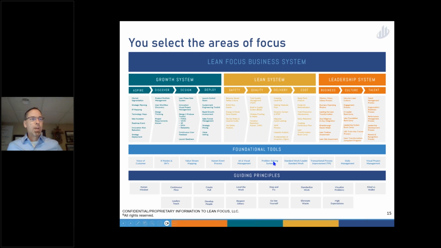When we get into operations, we might select some of these other elements within the Lean system. You look at TPM, look at Kanban, material flow, these kind of things. And then also within leadership, typically, we'll look at the performance management, leadership development, rewards and recognition, those kind of elements. And we select a handful, we customize this assessment for your needs.